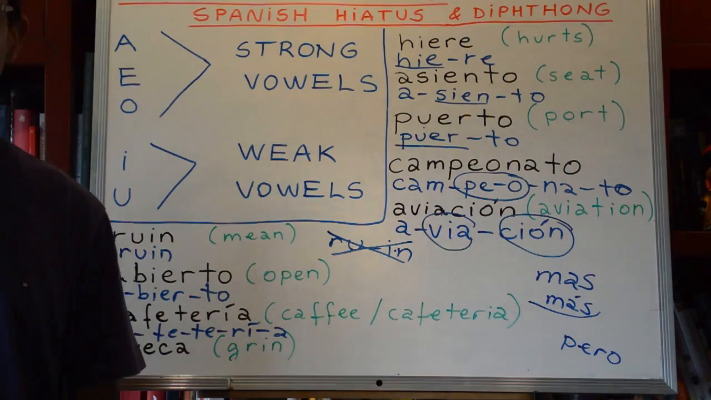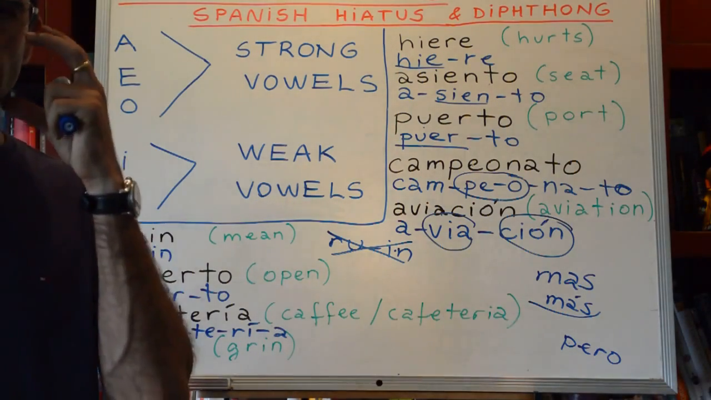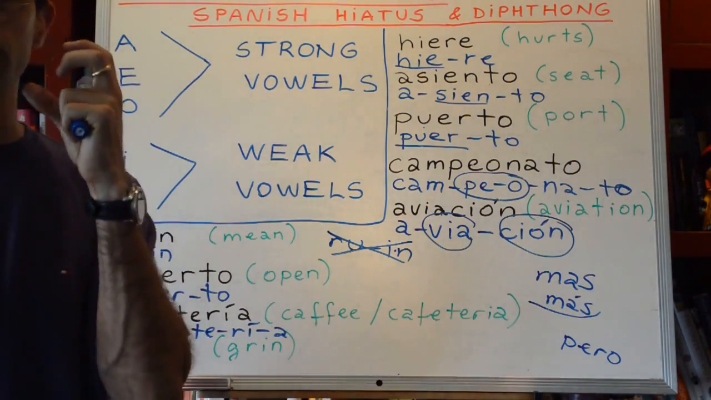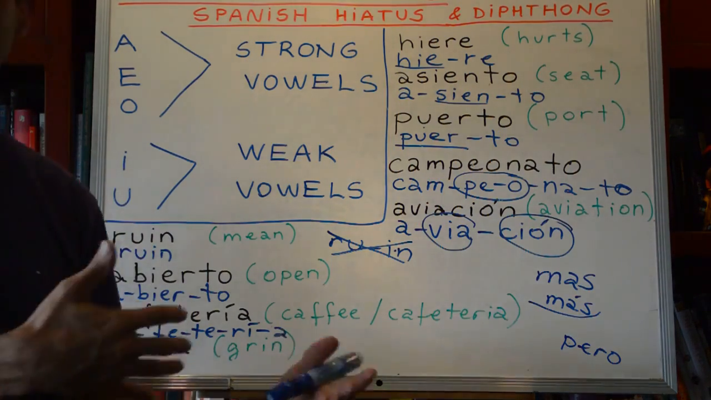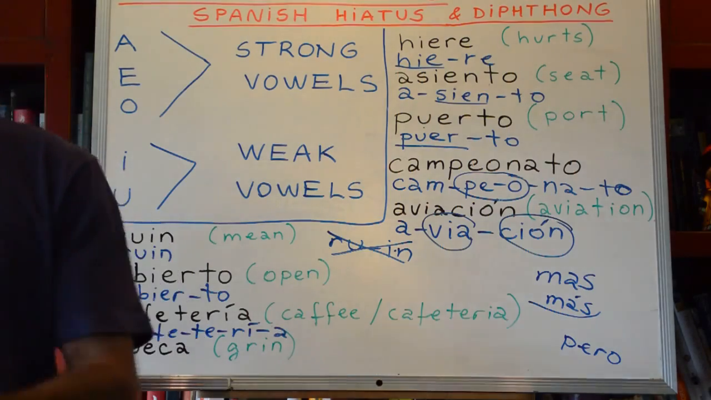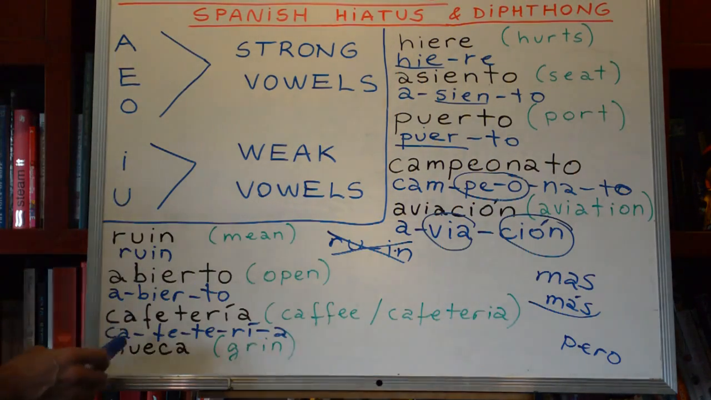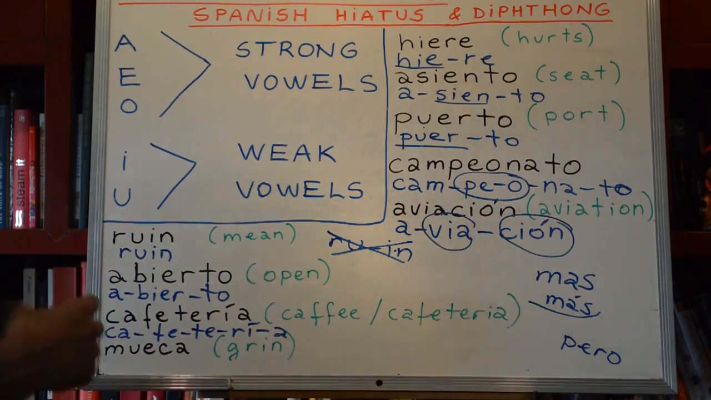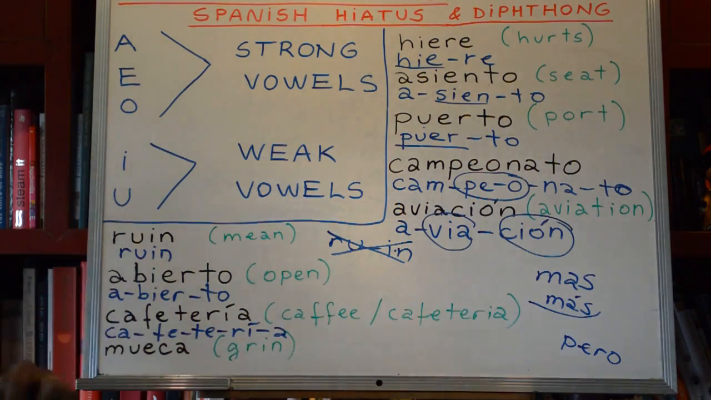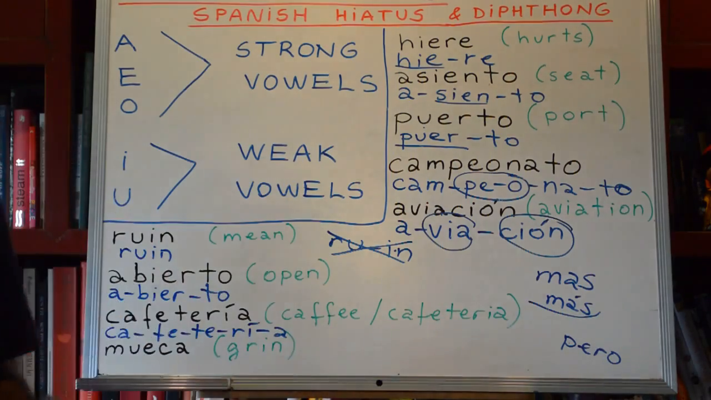Mueca means grin. A grin which somebody does with a face, right? A contortion of the face. That is mueca. It can be a beautiful grin or an ugly grin. Usually we use the word mueca for an ugly grin, right? A contortion of the face.